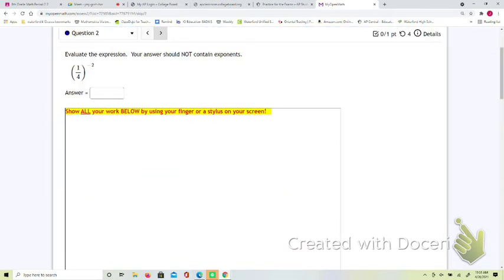Okay, number 2 is way less writing. So it says evaluate the expression. Your answer should not contain exponents. So they want the whole answer. So everybody in the work area, you're going to write 1 over 4 to the negative 2. So everybody write that.